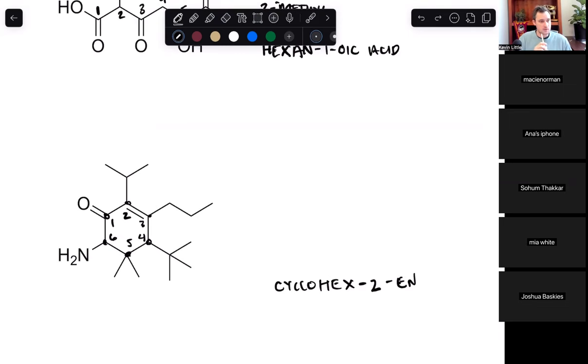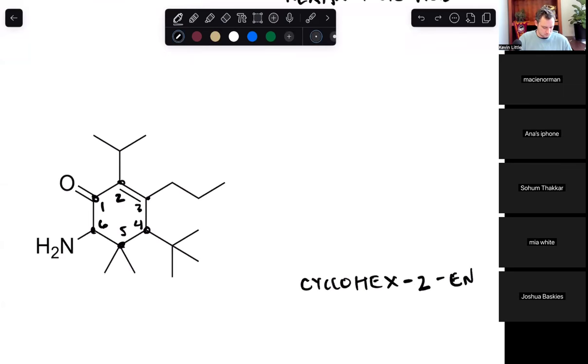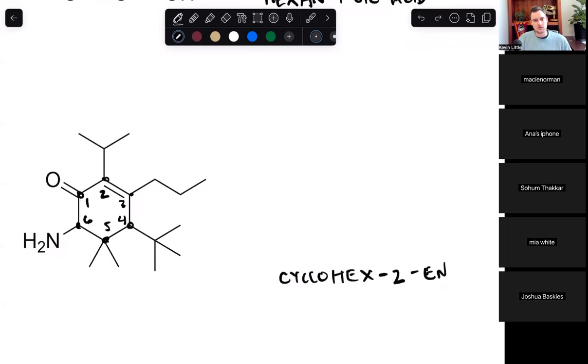Someone asked, would it be incorrect if we'd gone the other way around? Yeah, you'll probably lose a point or so. Like if this is worth 4 points, you might lose a point or half a point for going the wrong direction. So you need to go the right direction. And the right direction is giving the lowest total number.